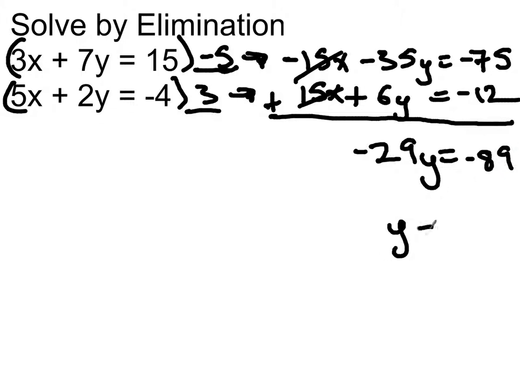If I divide both of these by negative 29, I will get 3, maybe. Let's see if that's true. 3 times 29 is 60 plus 27. Oh, this should be 87. Okay, sorry, I added wrong.